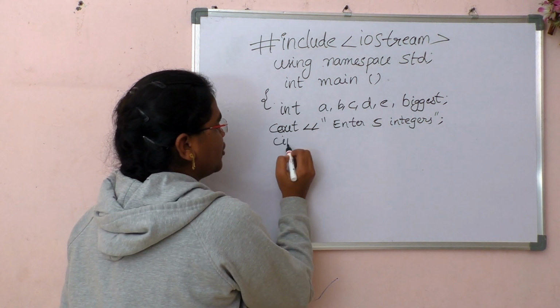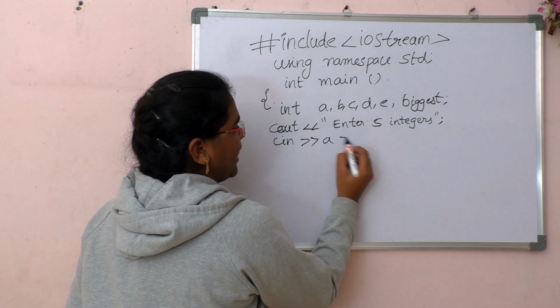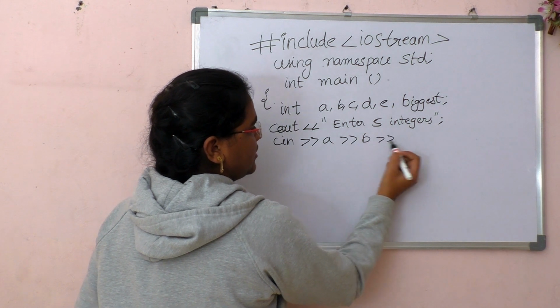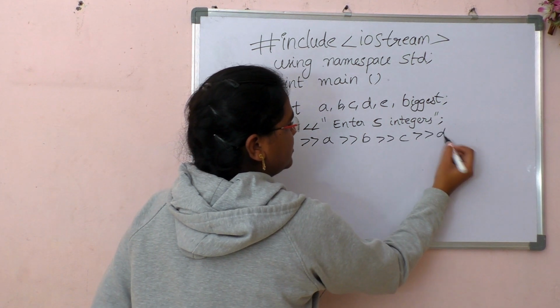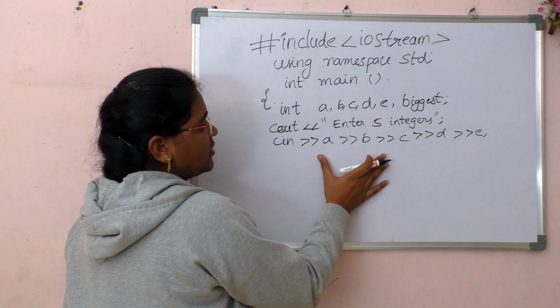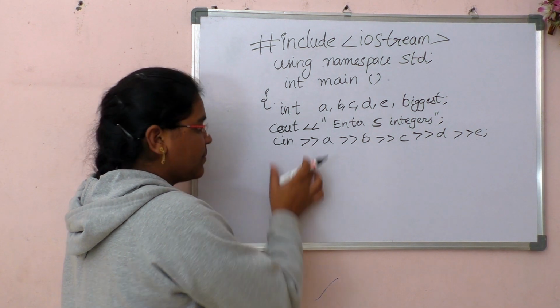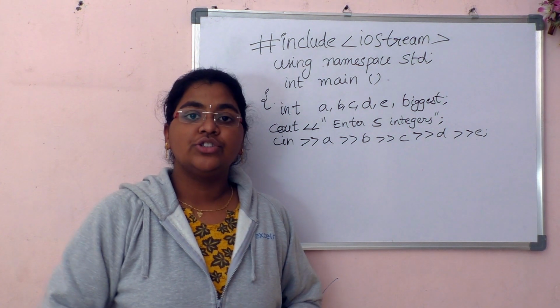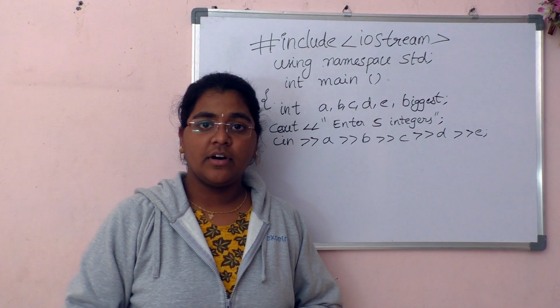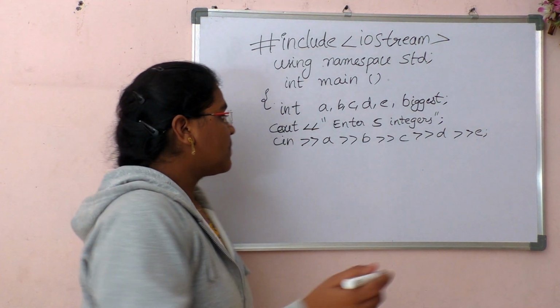Next, cin. To read the values, we use cin. a, b, c, d and e. These values which are given as input are read by the cin statement. And now we should calculate the maximum number among the 5. So we should write the logic here.